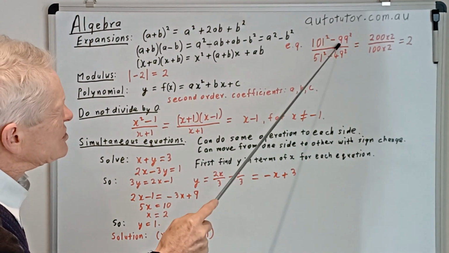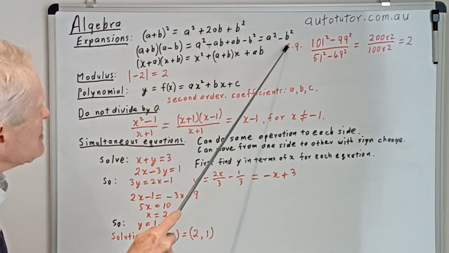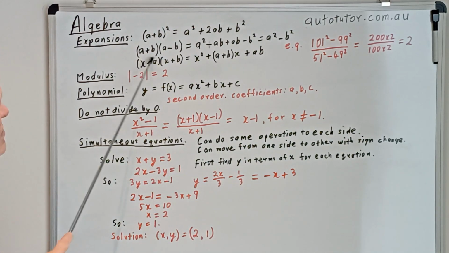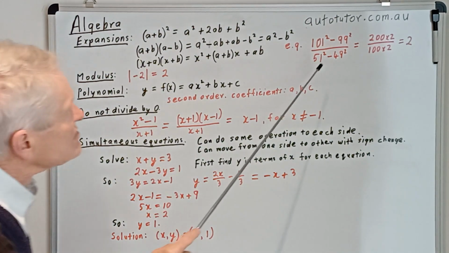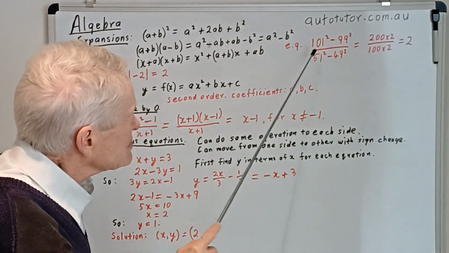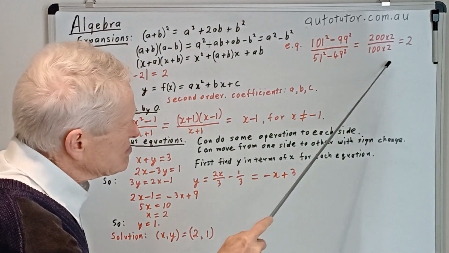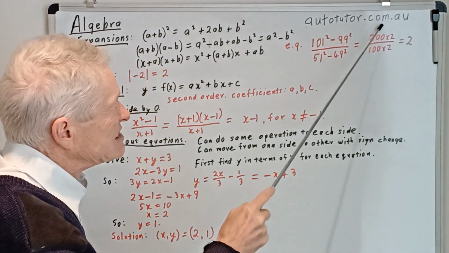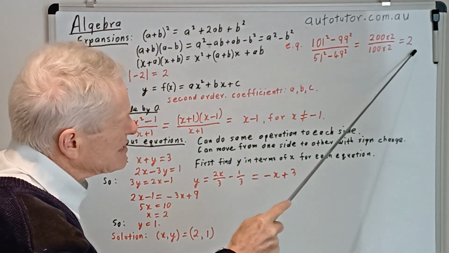For each of the difference of squares, like here, we can just take the sum by the difference. So the sum is 200, the difference is 2, and the sum here is 100 by 2. Cancelling terms gives 2.